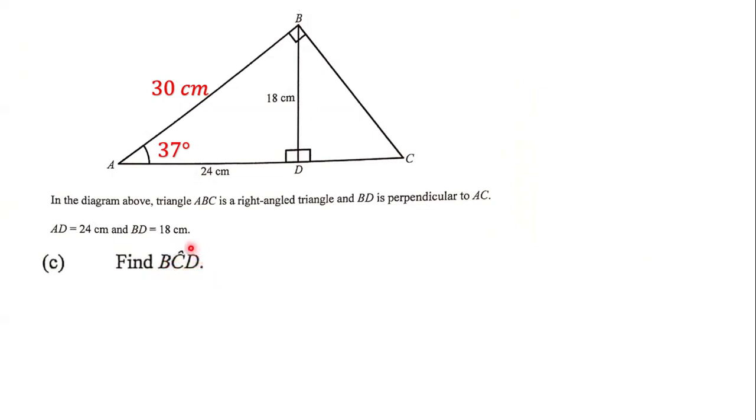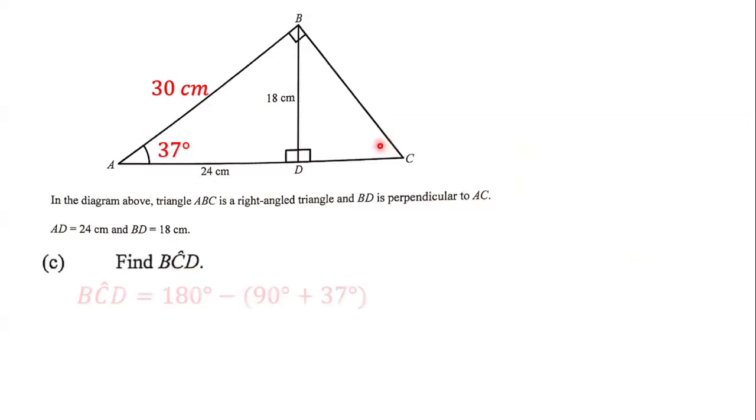BCD. Now, when they say angle BCD, they want us to zero in on the angle that's in the middle. And so this is angle C right here, and they want us to determine what is the size of this angle BCD. Here we still have a right angle triangle. And so what we have to do is determine how we're going to get this angle, right?